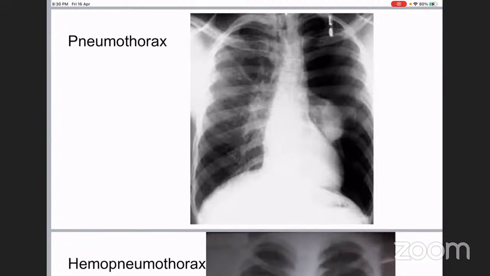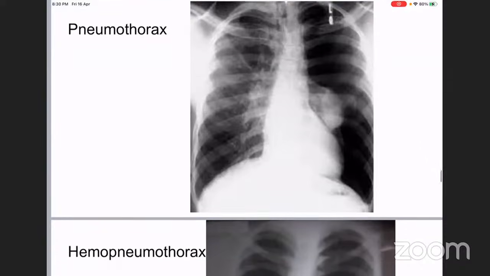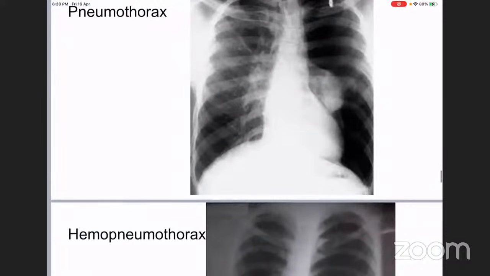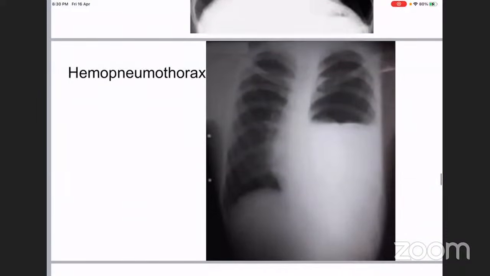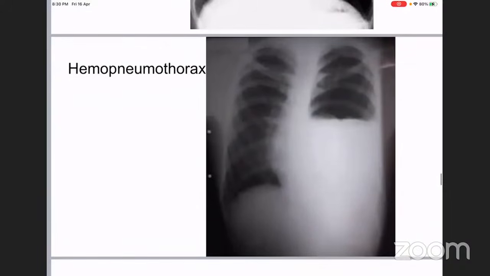So you should understand the technique of inserting an ICD, the boundaries of the triangle of safety, and you should also understand the mechanism of an underwater seal. Because there is very little time, I will not explain that in detail. If there are any doubts, you can always contact me.